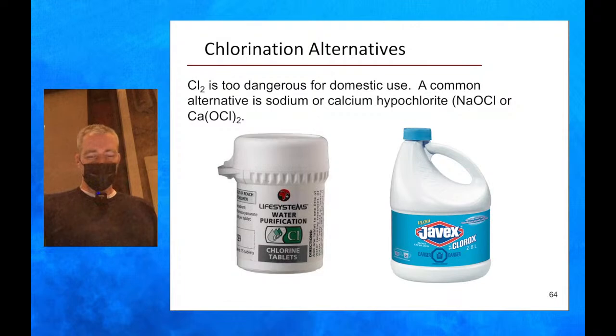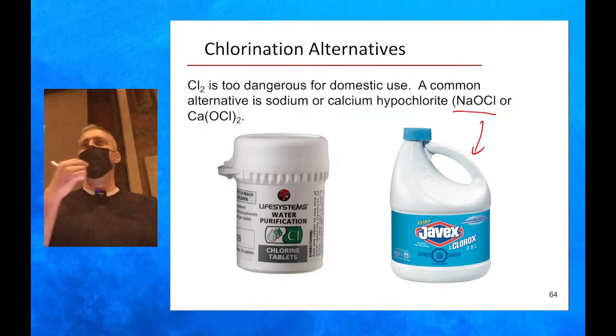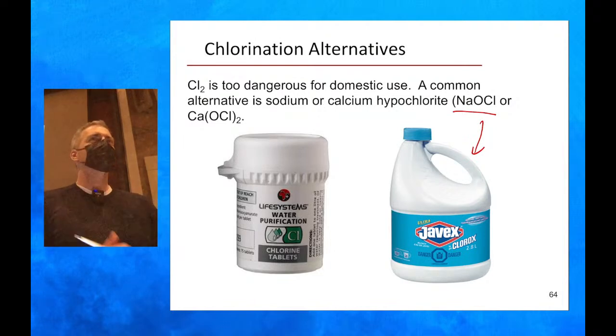So what we often use in your home is a very water-soluble form of chlorine, which is sodium hypochlorite, which is Javex or bleach. And this is a strong oxidizer, just like Cl2. This is something you might put in your laundry. It'll react with all sorts of things. It's used to bleach colors. It's great if you are trying to disinfect something.